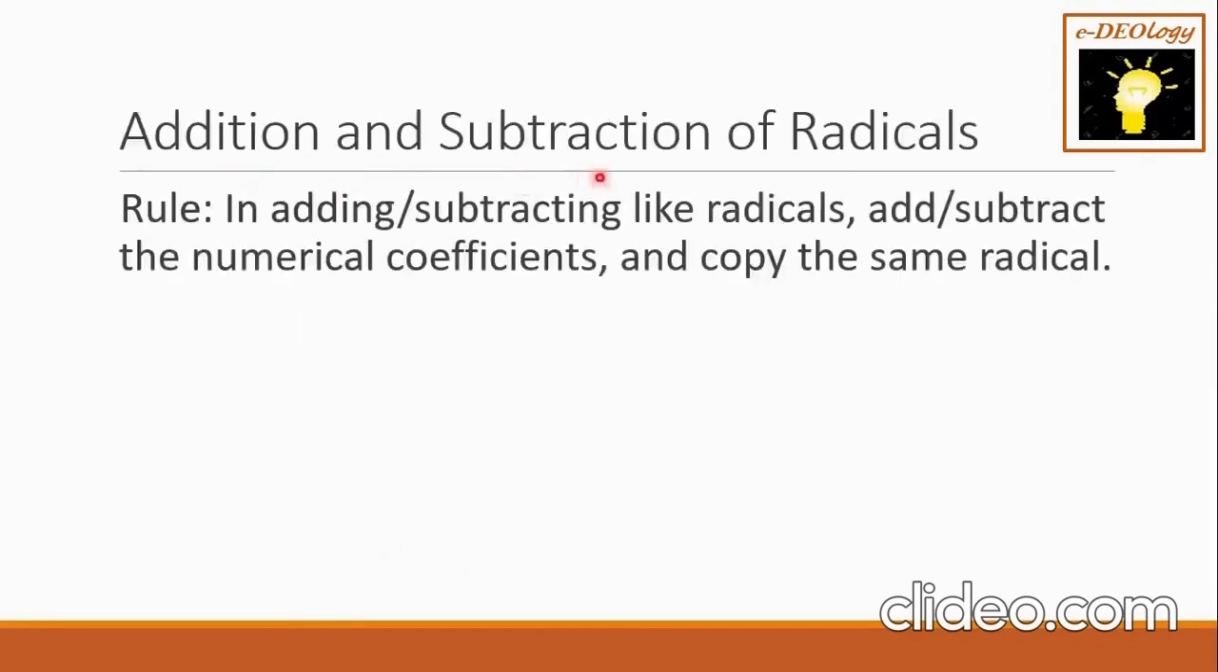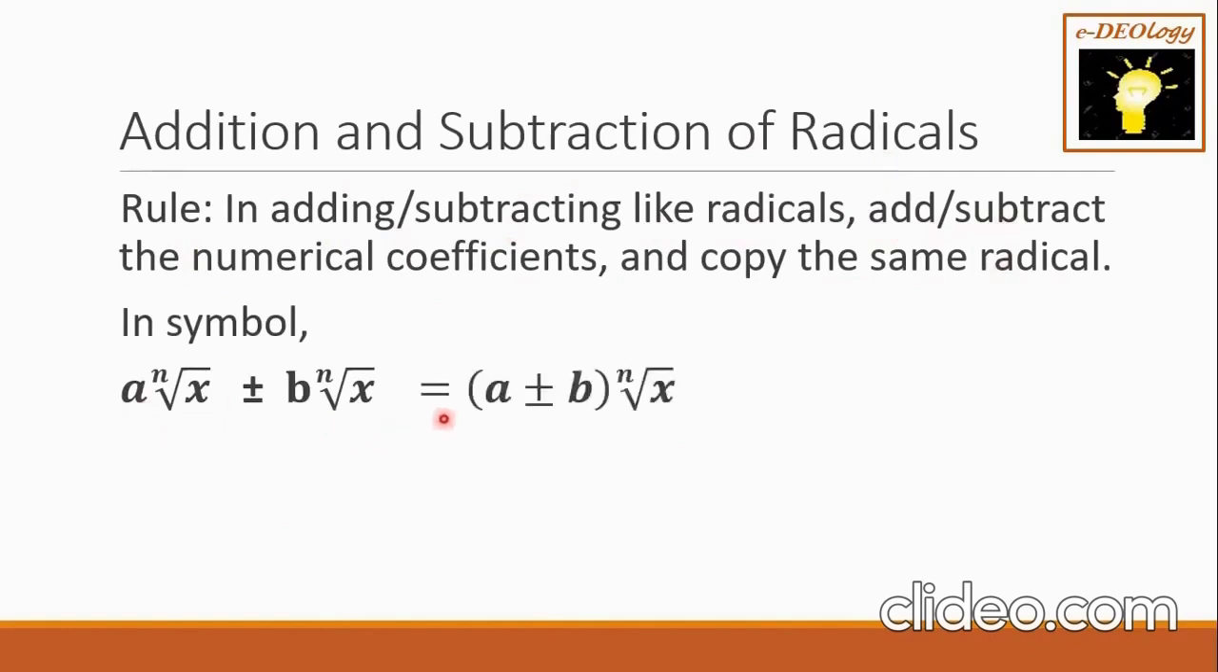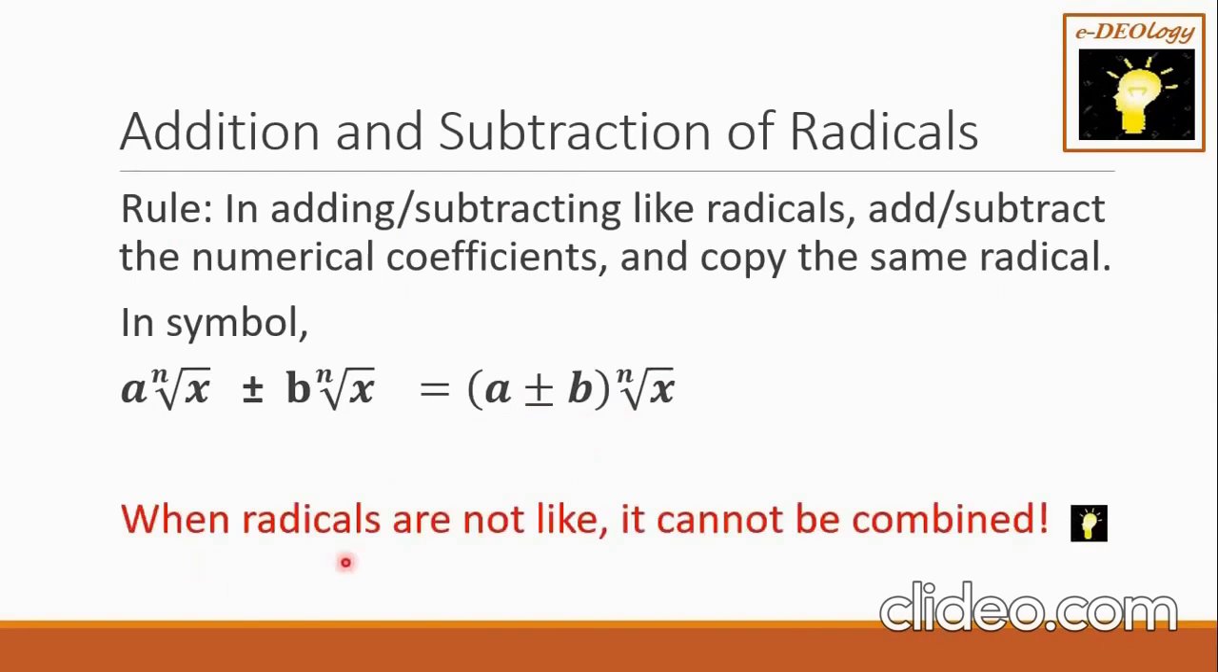Let's go now to addition and subtraction of radicals. As a rule, in adding or subtracting like radicals, add or subtract the numerical coefficients and copy the same radical. In symbol, we have a nth root of x plus or minus b nth root of x. The answer here is a plus or minus b. And then we affix the common radical, the nth root of x. Take note that when radicals are not like, they cannot be combined.